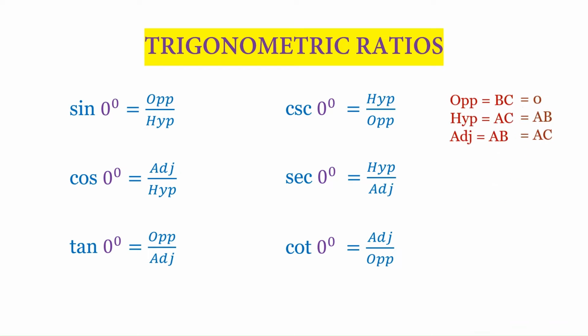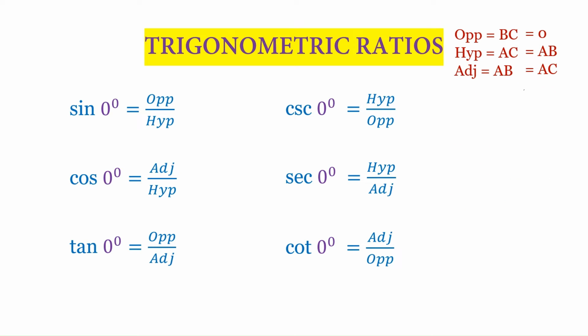Now we'll try to substitute these values for the ratios. Sine 0, sine is nothing but opposite by hypotenuse. Here we have opposite to be 0, and 0 by hypotenuse gives 0. Cos 0 is adjacent by hypotenuse. Adjacent value here is AB, and hypotenuse is AC. When the angle is 0, B and C are coinciding, so these two values will be equal, making the value 1. Then for tan 0, it is opposite by adjacent. Opposite is 0, and 0 by anything makes 0.